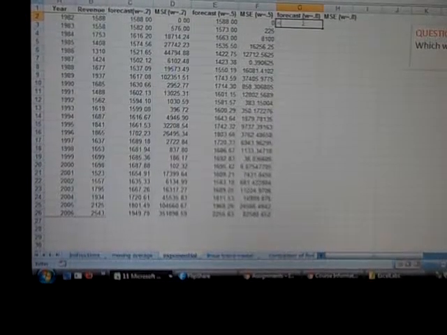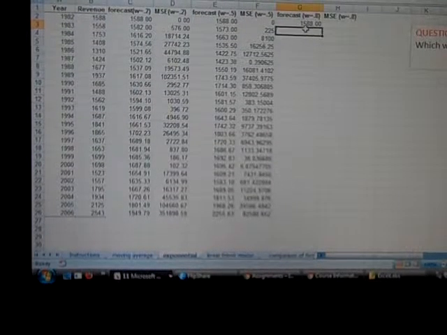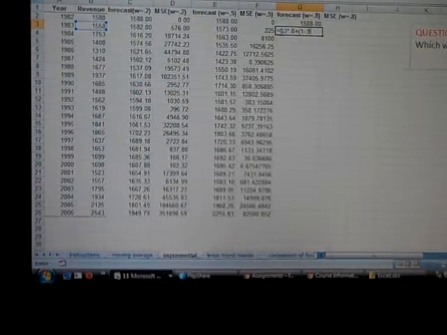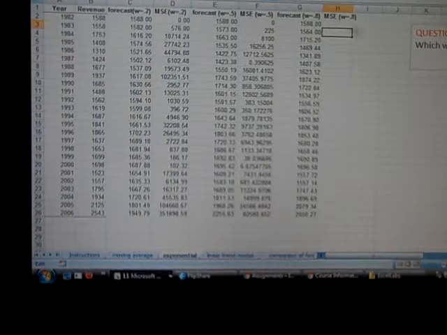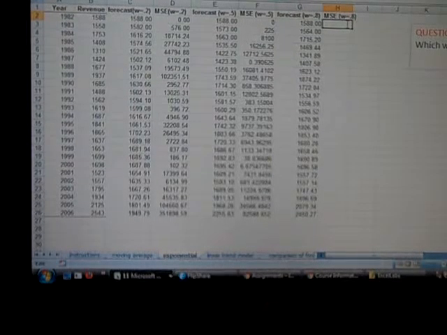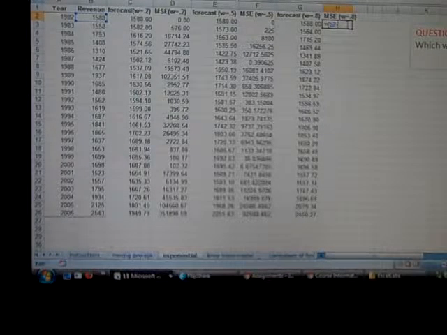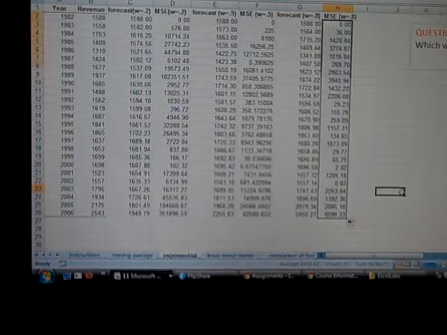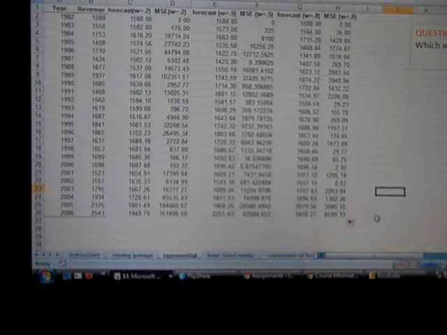And then you go on to your next forecast, and of course this is already B2, and then you input B3 again times 0.8 plus 1 minus 0.8 times G2. Okay, and then you drag this down, and then you want to find the MSE for the weight of 0.8. And then you just do parentheses B2 minus G2, and then you square this as well, and you pull down.